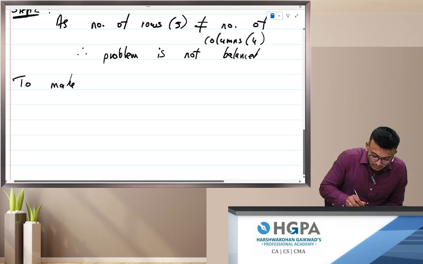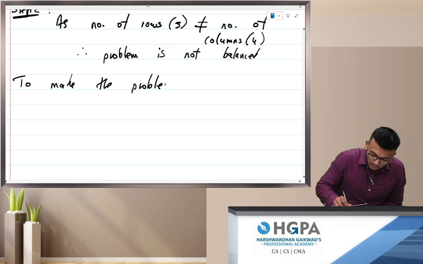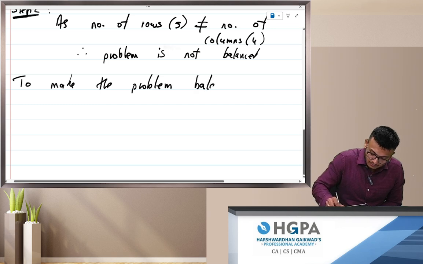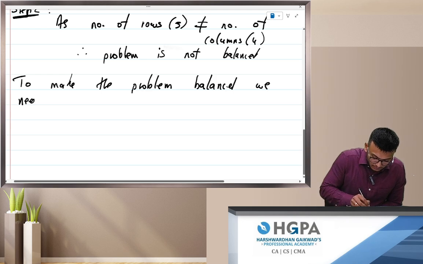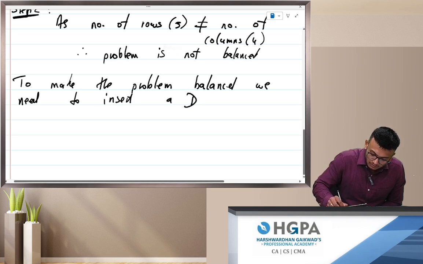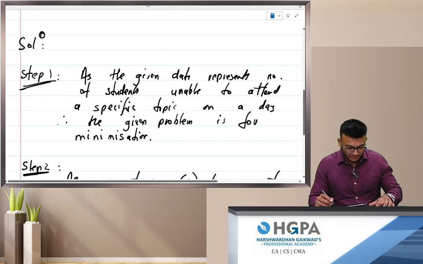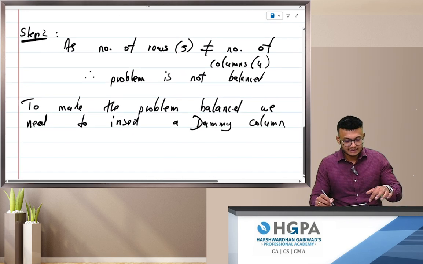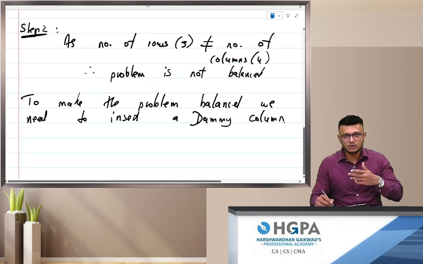To make the problem balanced, we need to insert a dummy column. Okay, now we'll do this. In step 3 only I'll insert that and we'll do the step 3 together.